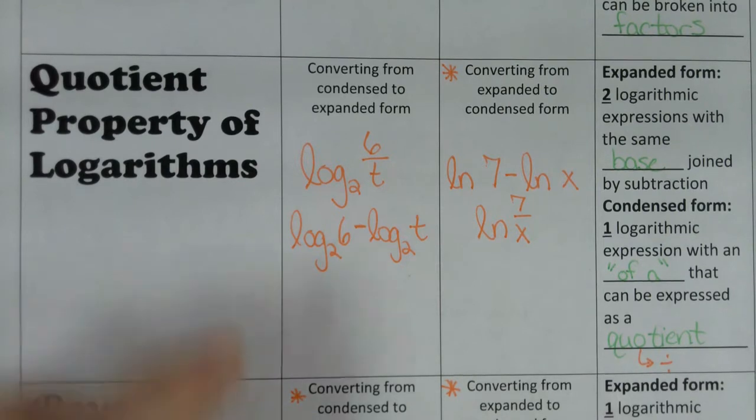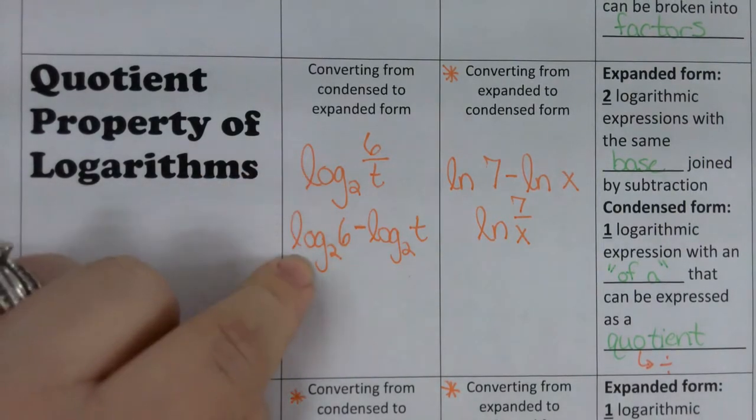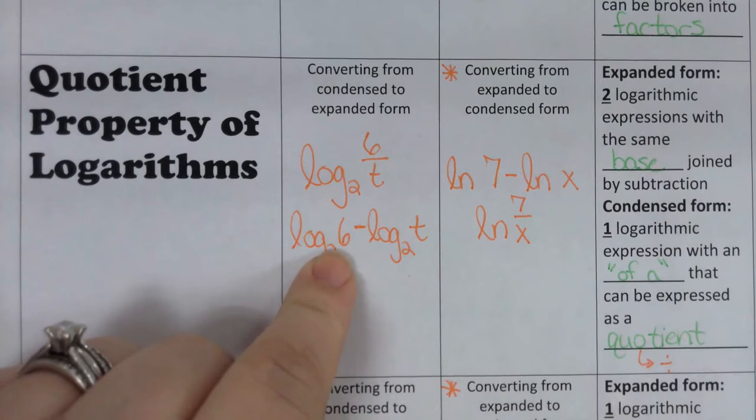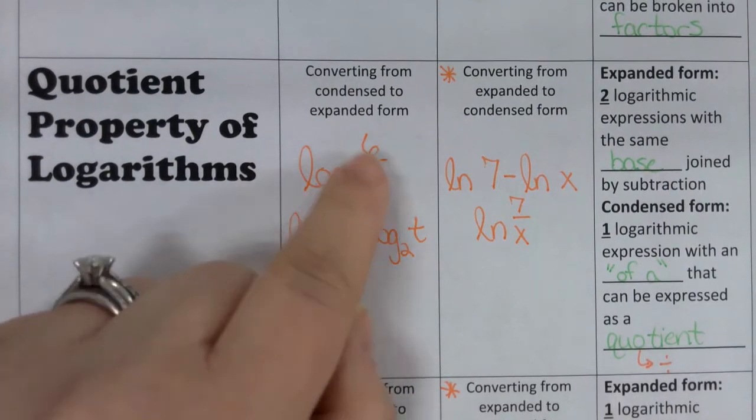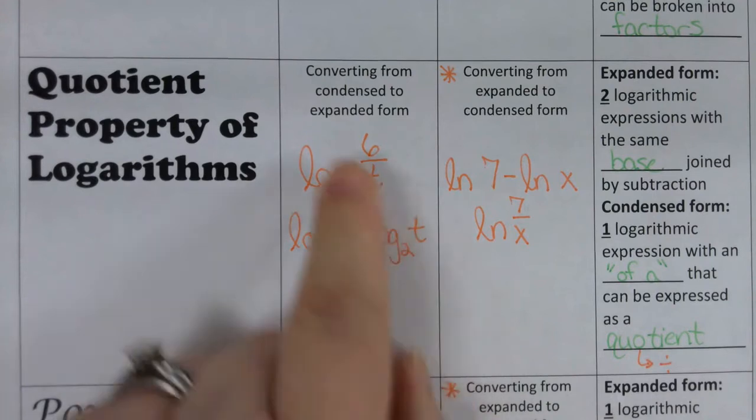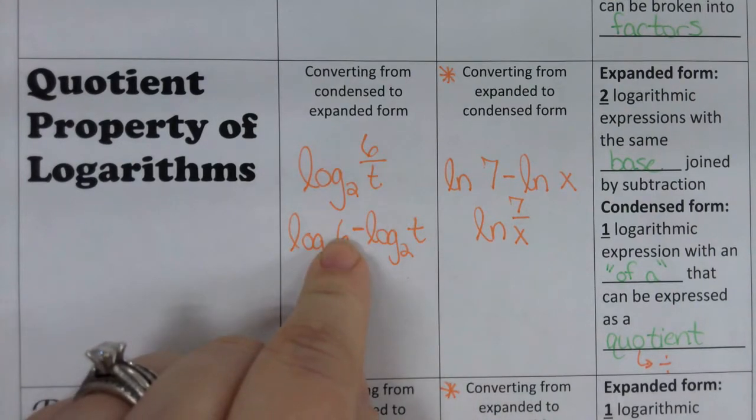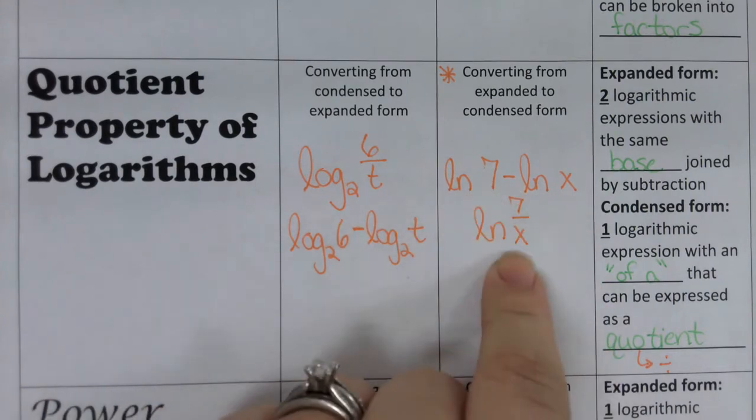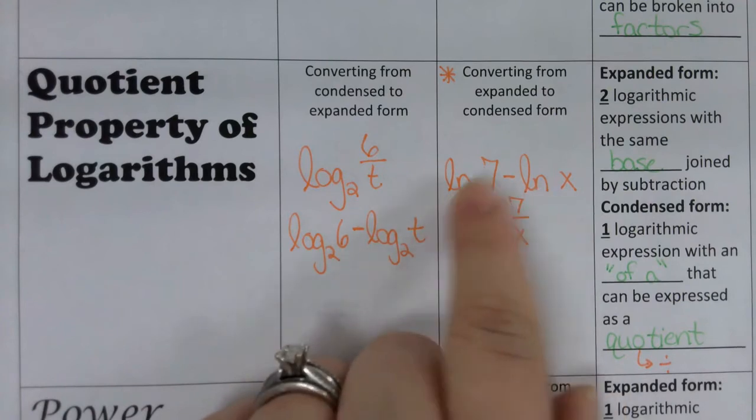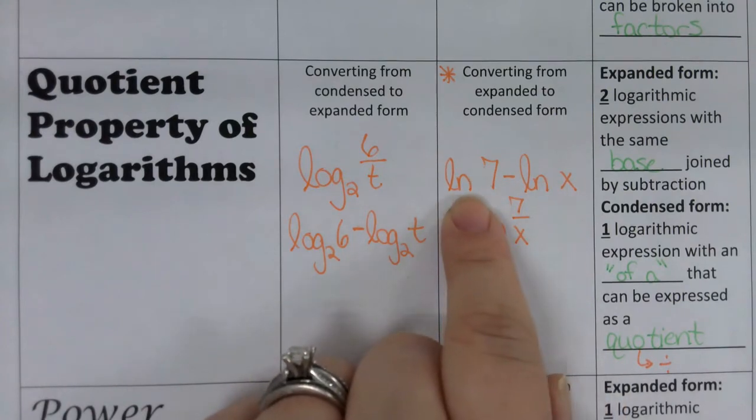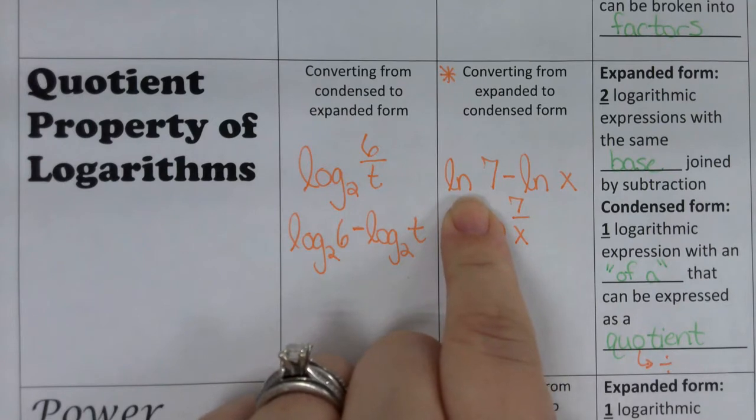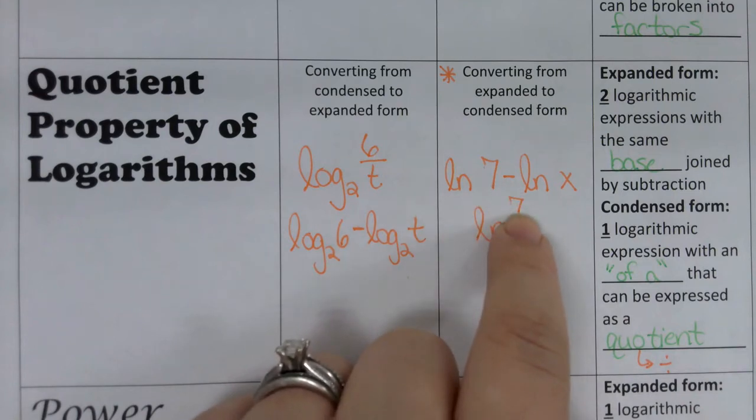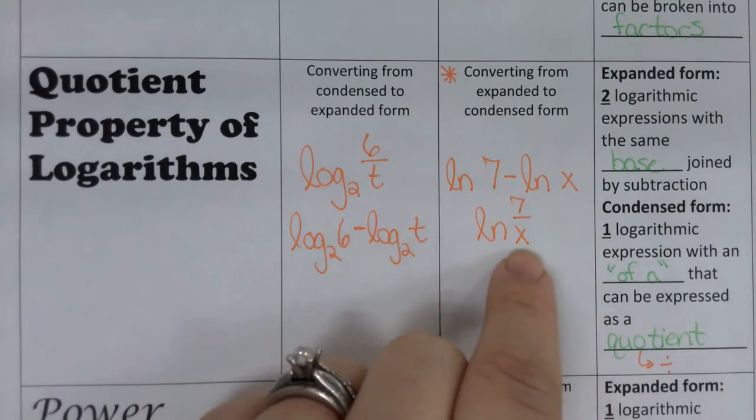So to move from condensed to expanded form, we will need to separate it into the two logarithm expressions with the same base. And our quotient will be broken up into separate logarithms. The first one needs to go from the numerator, and the denominator needs to go to the second one. To move from expanded to condensed, they both have to have the same base. And remember, ln just means natural log, and it has a log base e that holds all the same properties. So I have the first one in the numerator, and the second one goes to the denominator.